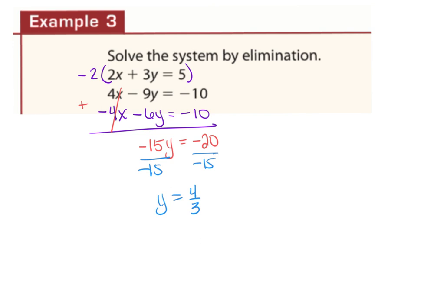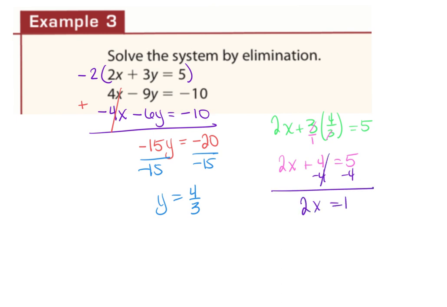And then I can plug that back into either equation. It doesn't matter which one. So if I say 2x plus 3 times my Y, 4/3, equals 5. Remember, this is 3 over 1, so my 3's actually cancel here. So I have 2x plus 4 equals 5. Subtract my 4 over. 2x equals 1, and divide by 2. X equals 1/2. So my answer here is going to be 1/2 for the x, 4/3 for the y.